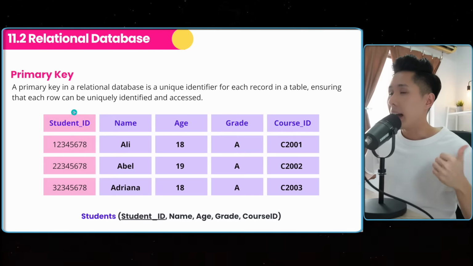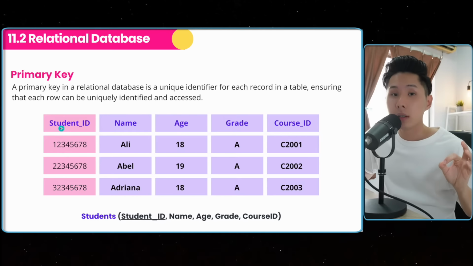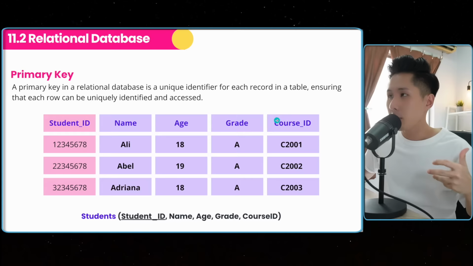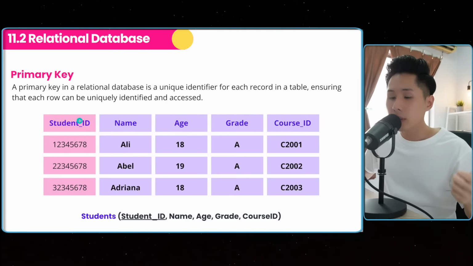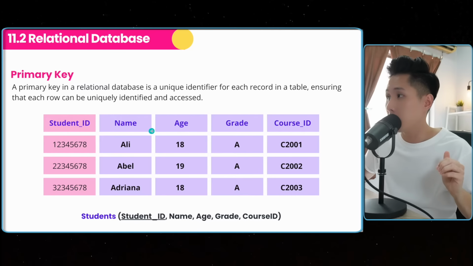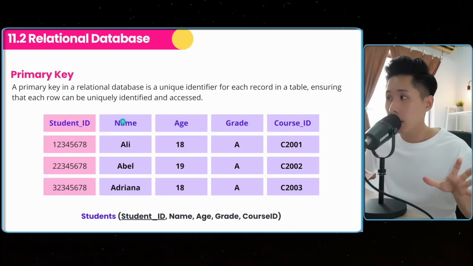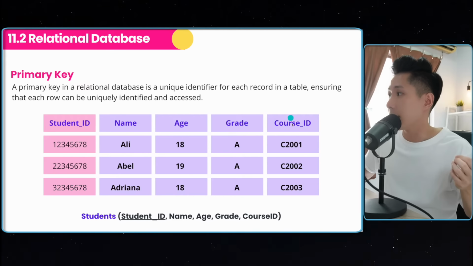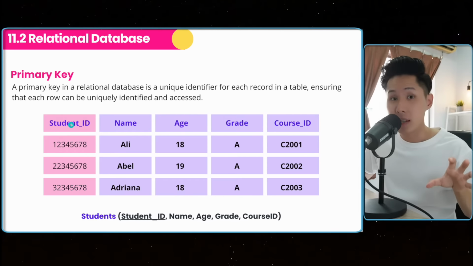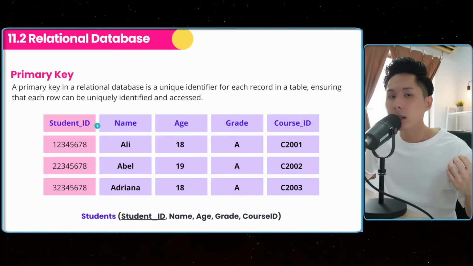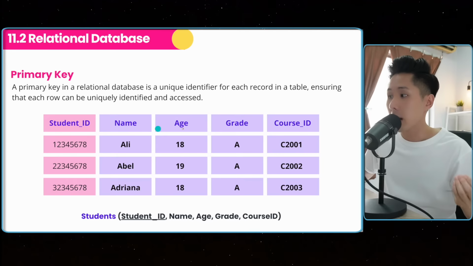Right? Another thing that is super useful in a relational database is the primary key. So look at this table here. A primary key has to be an attribute or field that is uniquely identifiable, meaning it cannot contain duplicated values. In this example, we cannot use name as the primary key because two persons could have the same name. Similarly goes to age, grade, and course ID. The only thing that is unique here is student ID. So this is why in our database here, student ID is the primary key.